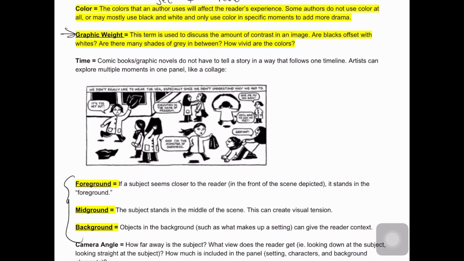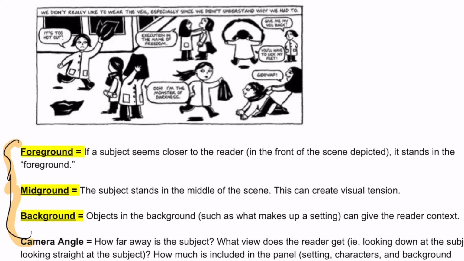As you're paying attention to the color and the graphic weight that the author uses in the graphic novel, you also need to consider things like foreground, midground, and background. That has to do with where the subject is placed in the panel in relation to other objects within that particular panel. In the foreground, the subject is closest to the reader, so that would draw attention to the character within that specific panel. You would see them in the foreground if the main character takes up most of the space in the panel. Midground means that the subject stands in the middle of the scene.